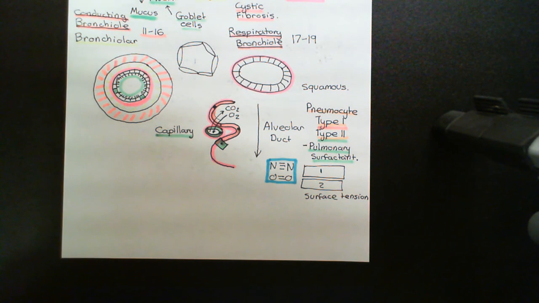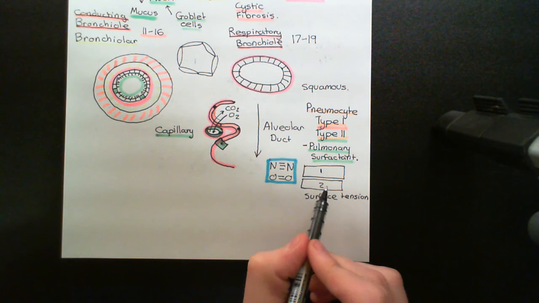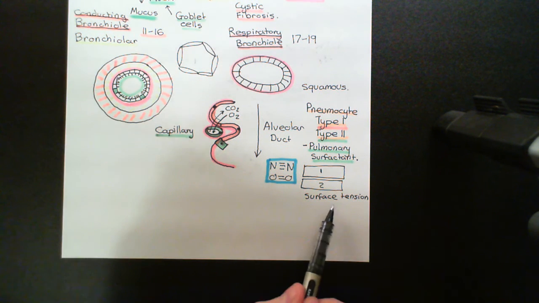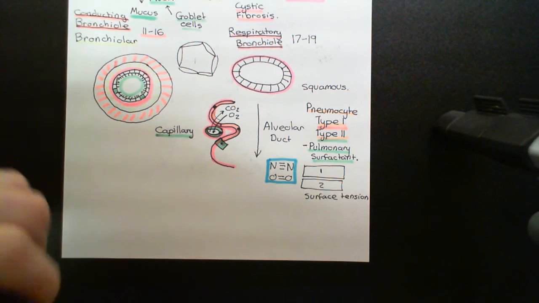So that's the reason that it requires you to put so much energy into breaking those apart, because you're taking it from a low energy state where the water molecules are interacting with each other to a high energy state. So that phenomenon is known as surface tension.